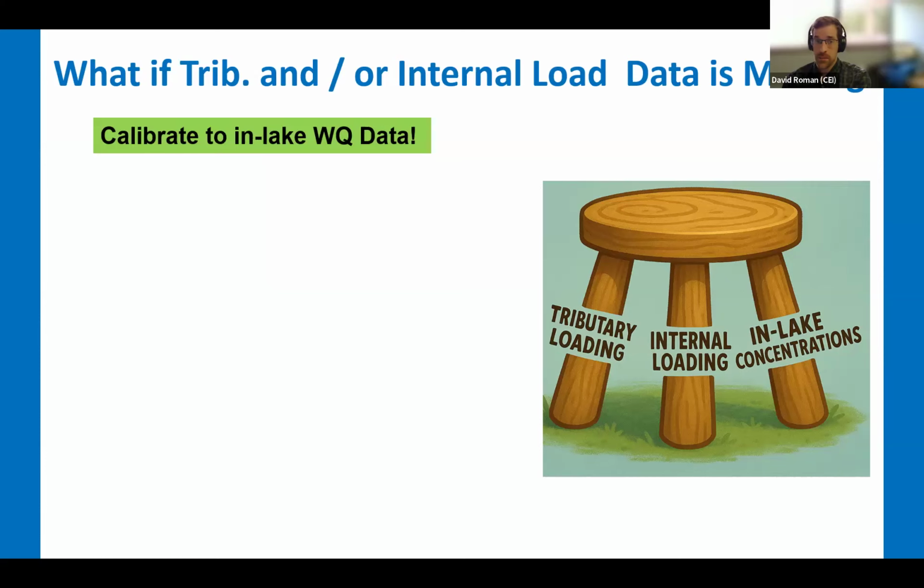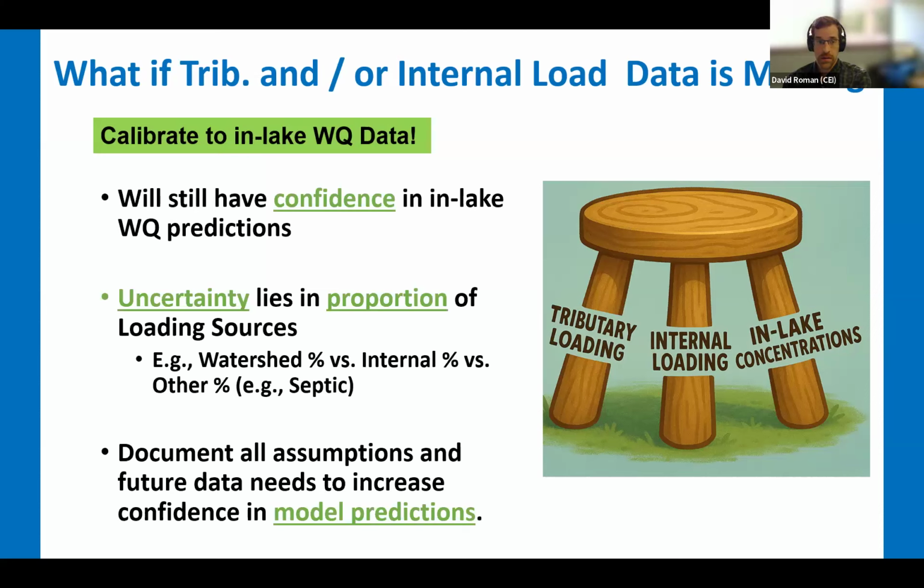So if you are missing something, you can still calibrate your in-lake water quality data. You're going to still have confidence in the in-lake predictions, but what you will not know is the proportion of loading sources. So that's where the big uncertainty is going to lie in this. So you'll have confidence that your model is close on the in-lake concentration, but you won't know, is most of this coming from the watershed or internal or other sources like septic.